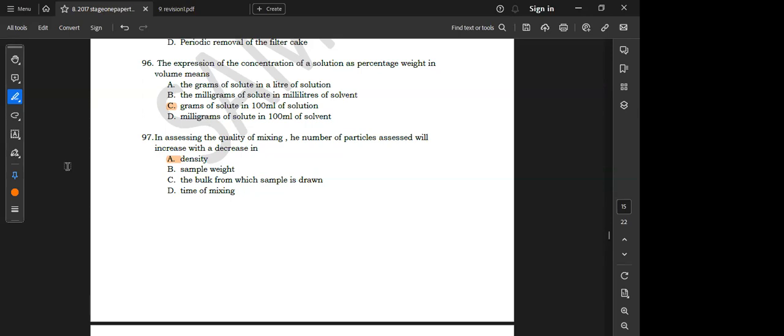An increase in sample weight increases the particle size and the density decreases. So the answer is density. If the particle size increases, the sample weight will also increase, but density decreases.